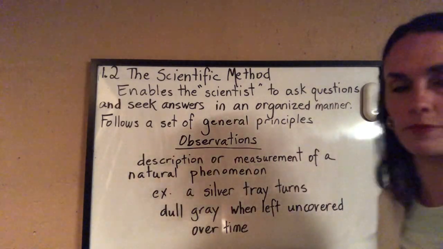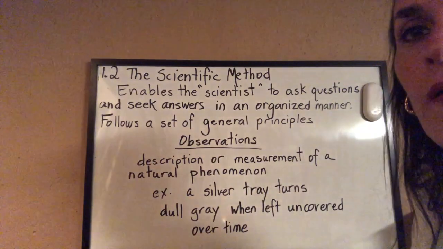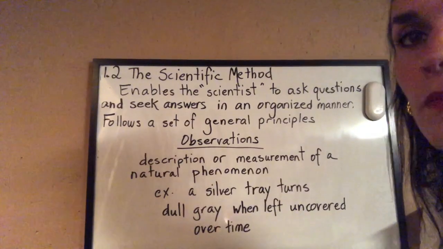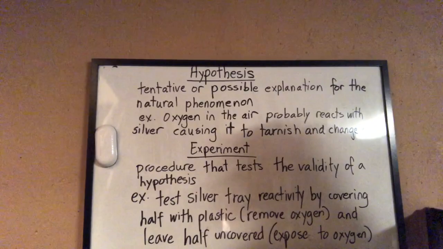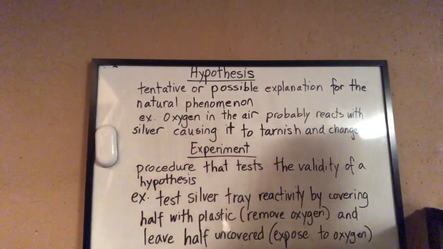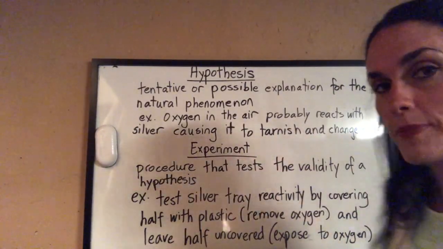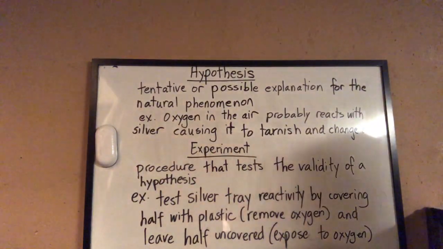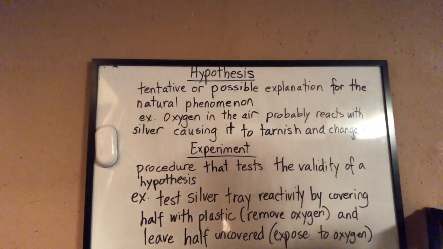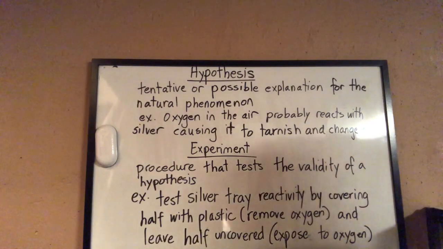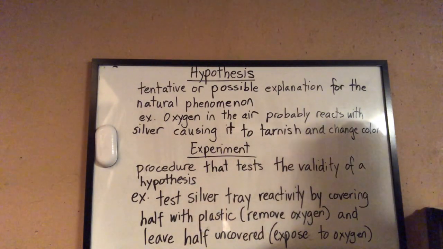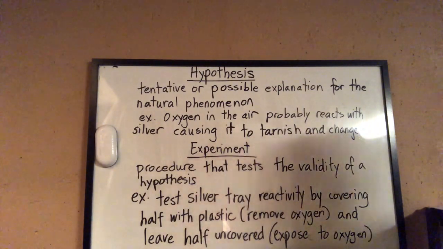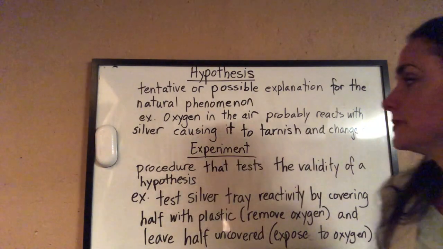What would the next step be after the observations are made? After the observations are noted, a hypothesis is formulated. The hypothesis is a tentative or possible explanation for the natural phenomenon. In the example that we're going with, you hypothesize that oxygen in the air probably reacted with the silver, causing it to tarnish and change color.